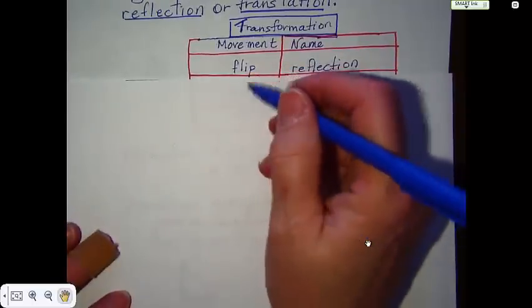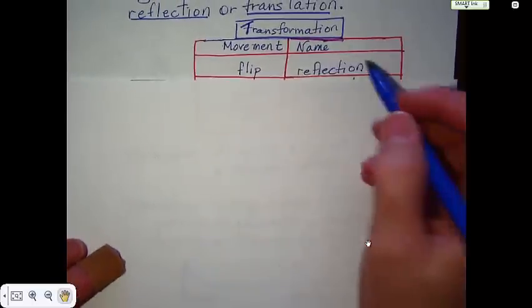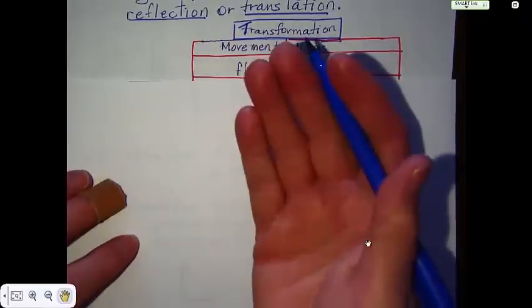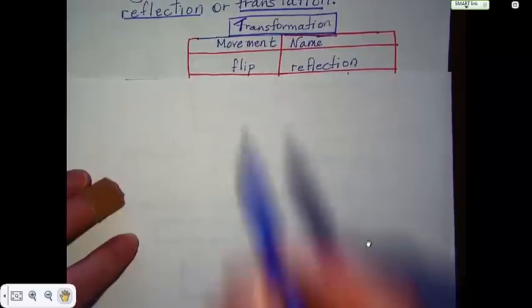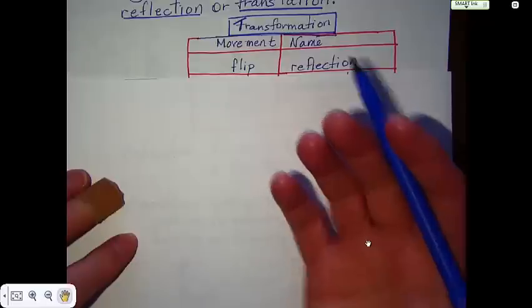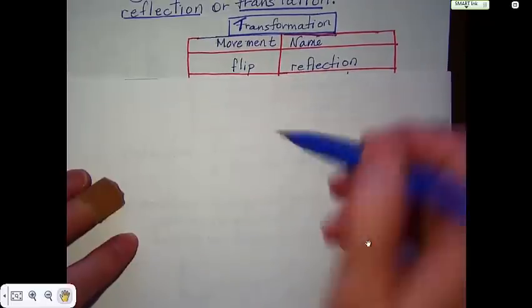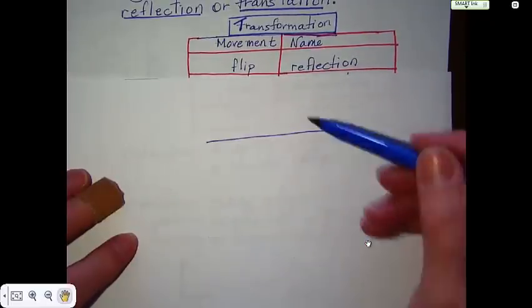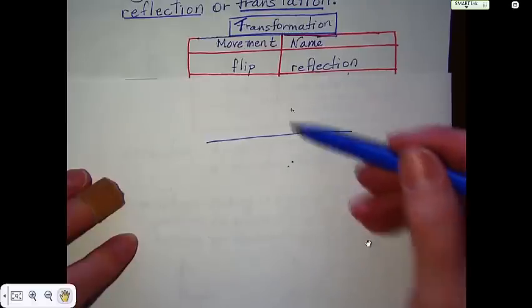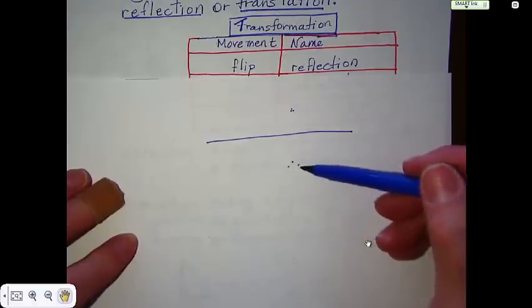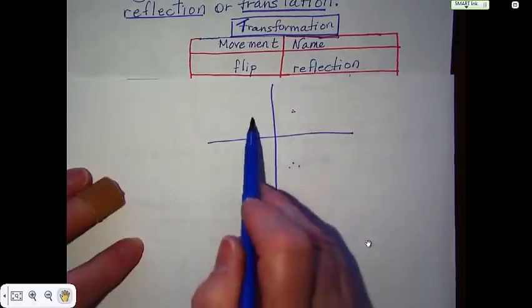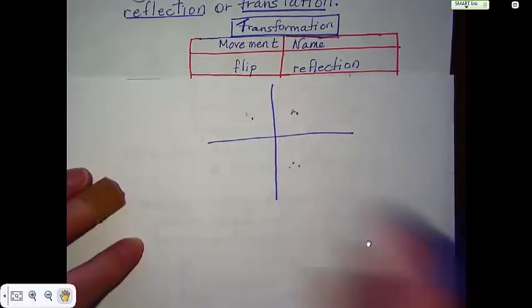So when you flip a geometric figure, it is called a reflection. You actually flip it over, okay? Usually you're going to be flipping it either over the x-axis or the y-axis. If you flip it over the x-axis, it's going to go from here to here, and it'll just be flipped over. It creates a mirror image. If you're going to flip it over the y-axis, then it goes from here to here or here to here.